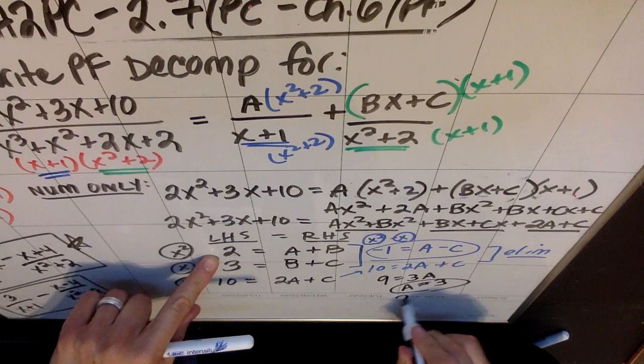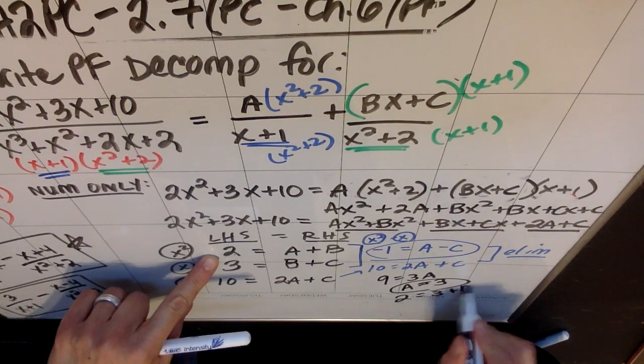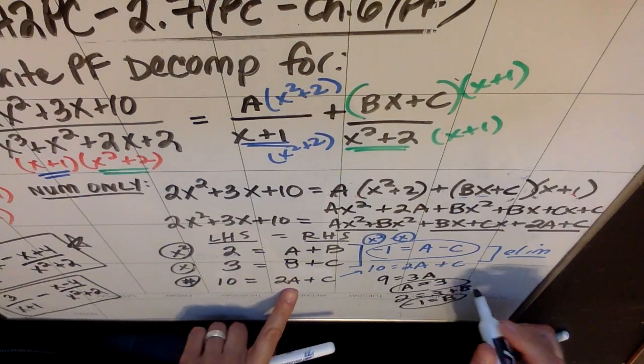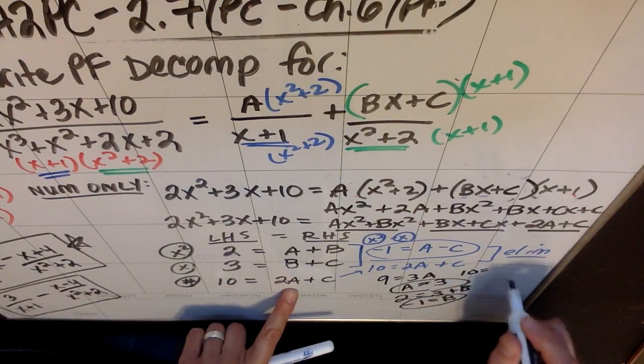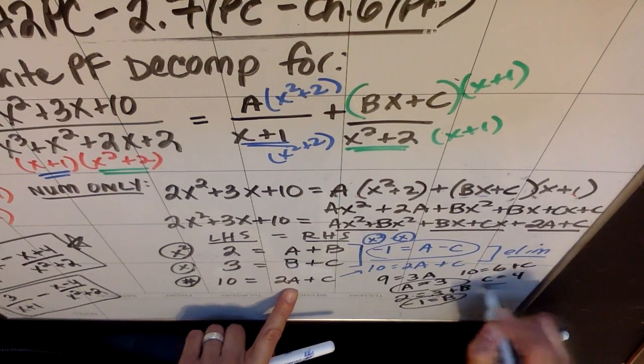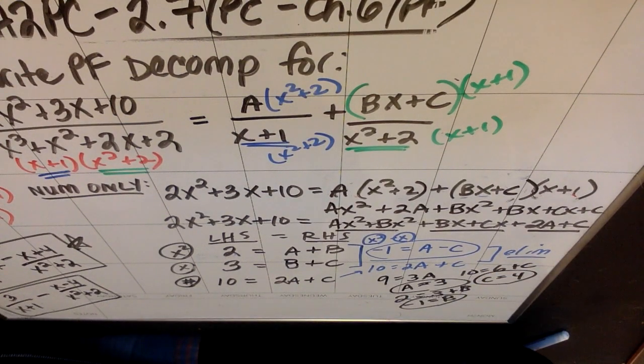Right? And once you know a is 3, you can back substitute to find all the other ones. Since a is 3, you know that 2 equals 3 plus b. Oh, look, b must be a -1, right? And since a is 3, you know that 10 equals 2 times 3, which is 6, plus c. Oh, look, c must be a 4. So again, I get the same three values, it's just a different way of doing it. Don't pick both options, that's a bad idea.